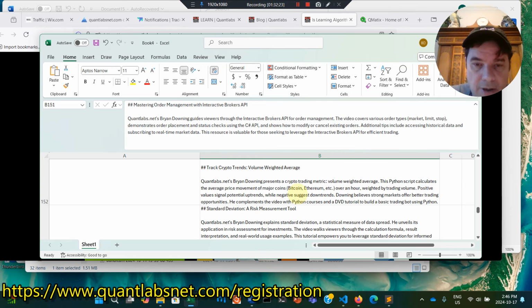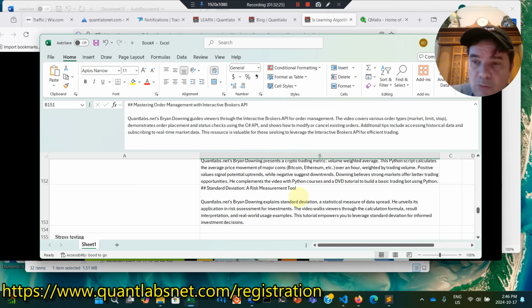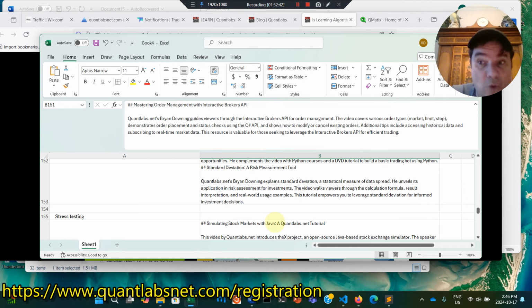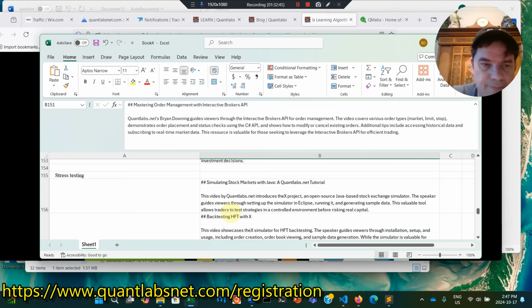Another one not mentioned a lot is standard deviation, a risk management tool, a statistical measure of data spread that unveils risk assessment for investing. It walks through the calculation formula, result, interpretation, and a real world usage example. It empowers you to leverage standard deviation for informed investment decisions.